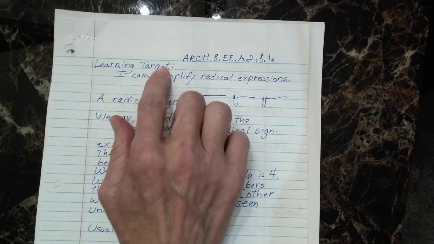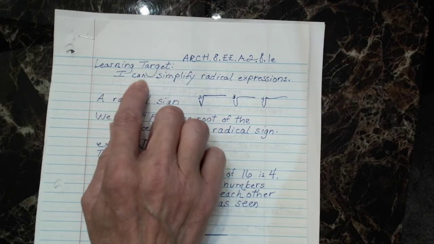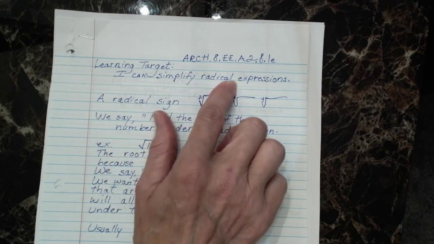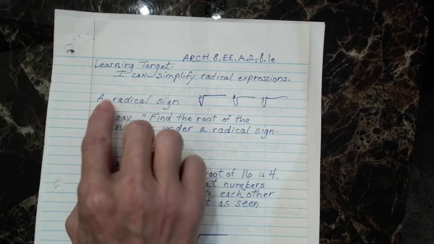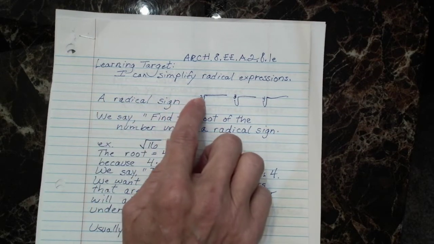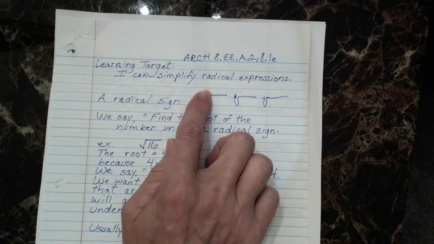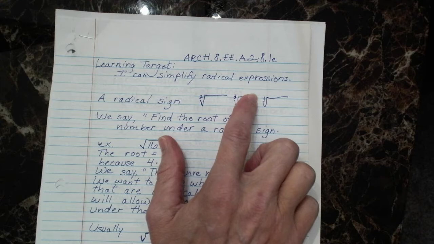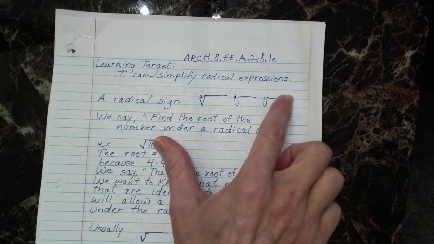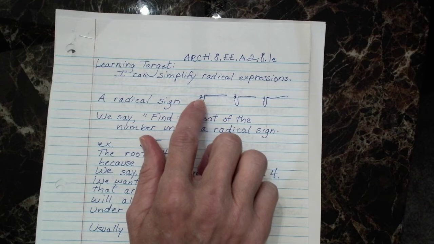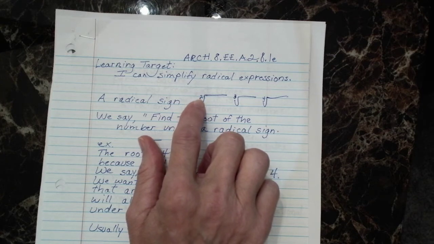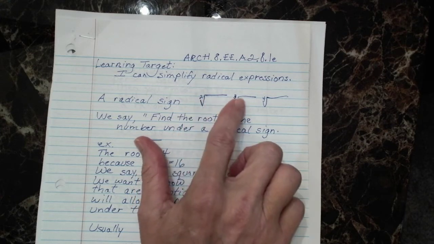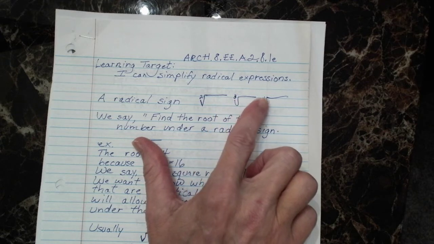ARCH.8.E.A.2.8.1e. The learning target is I can simplify radical expressions. A radical sign looks like a check mark and a division box. So more or less, if yours look like this, then here is a little tiny number just above the check mark called the index. You see the number 2 here, or 3 here, or 4 here.